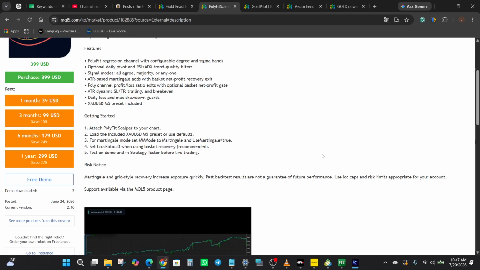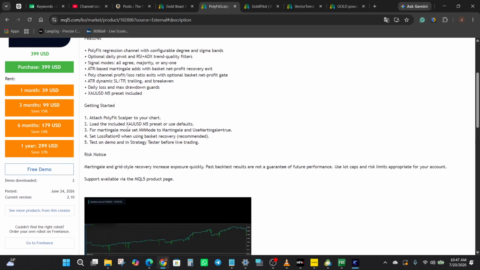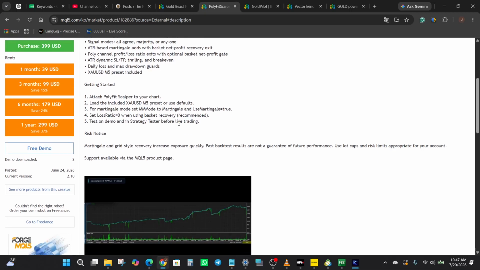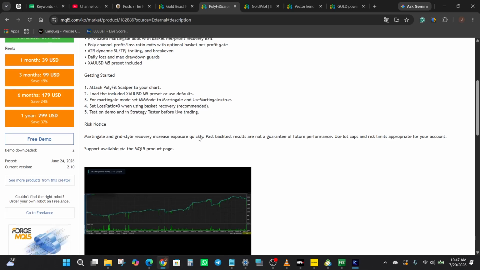Now, the getting started steps are direct about these two. Setting the money management mode to Martingale and enabling the Martingale toggle is presented as a configuration choice with a specific recommendation to set the loss ratio to 0 when using basket recovery specifically. The listing's own risk notice states plainly that Martingale and grid style recovery increase exposure quickly.